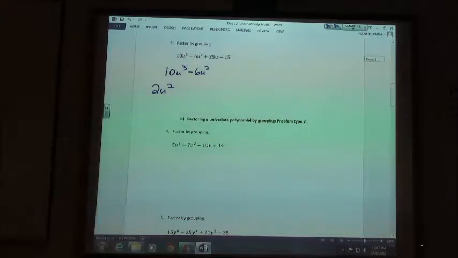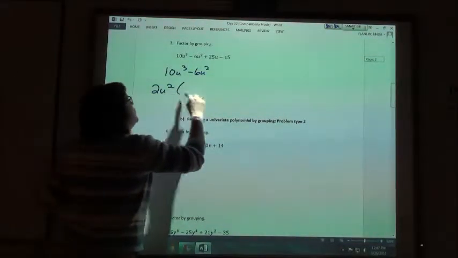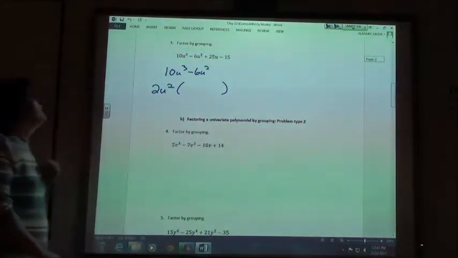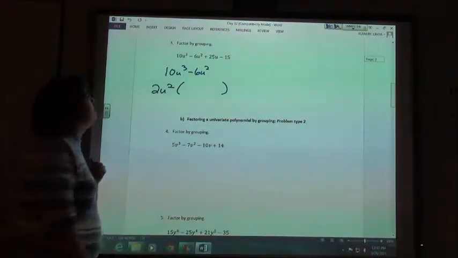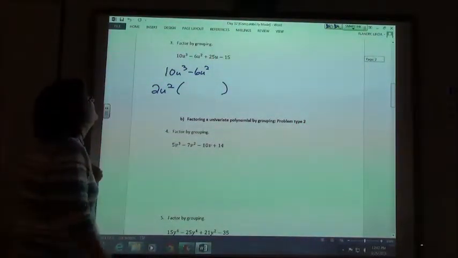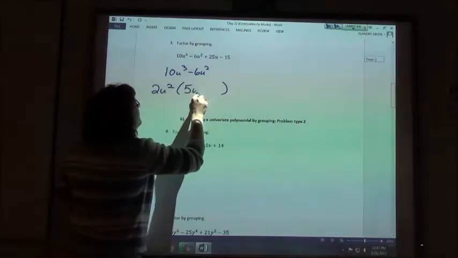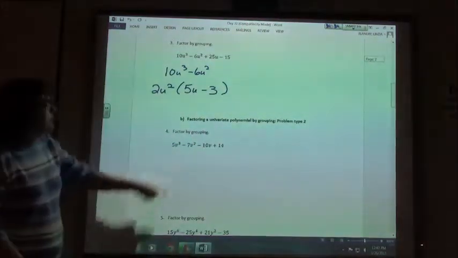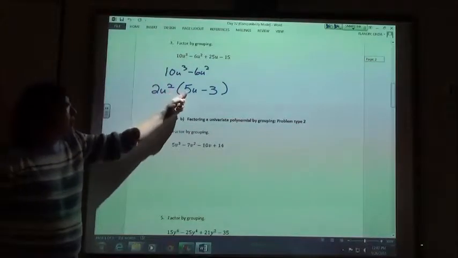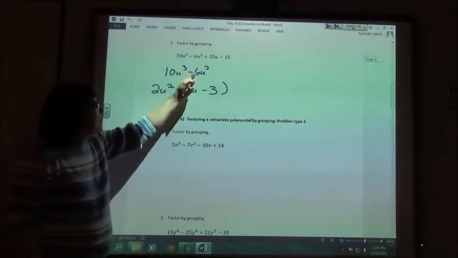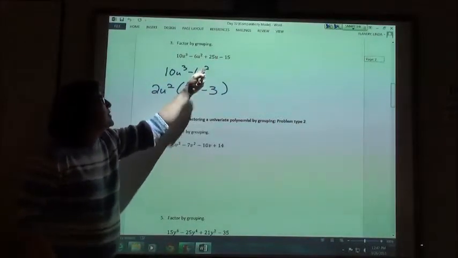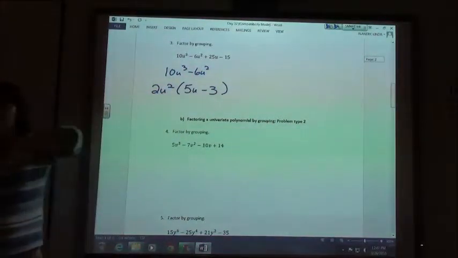In this case, I can do the 2u squared. So now, if I divide my 2u squared out, I'm going to get 5u minus 3. 10 divided by 2 is 5. I subtract my exponent, so I get u to the first. And then negative 6 divided by 2 is negative 3. Subtracting my exponents, I get u to the 0, which cancels out.